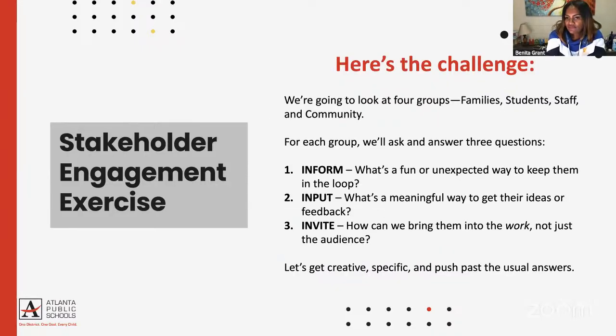We're going to look at 4 groups: family, students, staff, and community. For each group, we'll ask and answer 3 questions. Inform: what's a fun or unexpected way to keep them in the loop. Input: what's a meaningful way to get their ideas or feedback. This is everything that Ms. Gibson said earlier. So now it makes sense, Ms. Gibson. Invite: how can we bring them into the work, not just the audience? Okay.